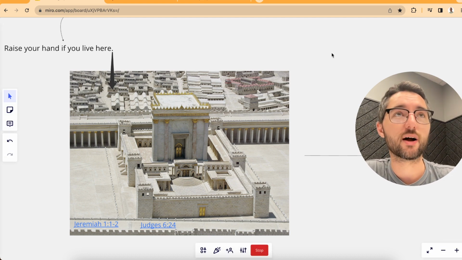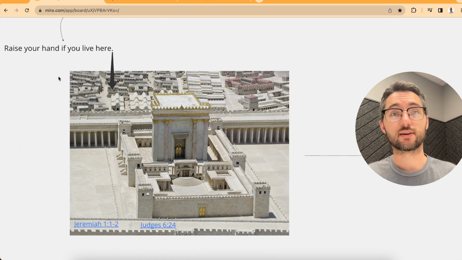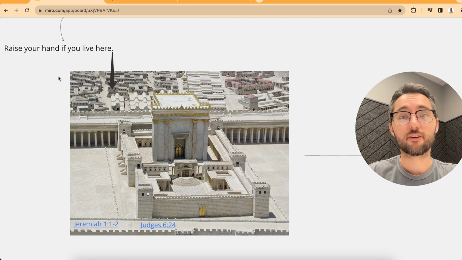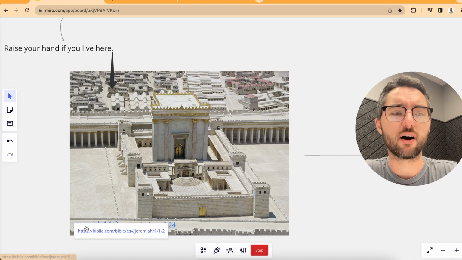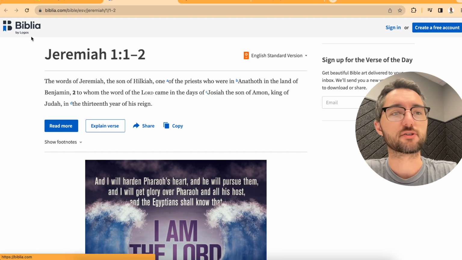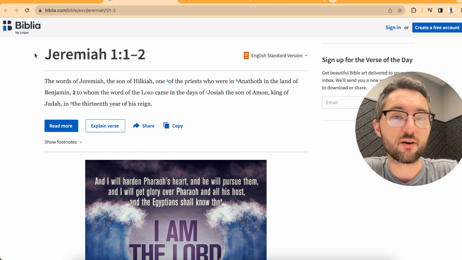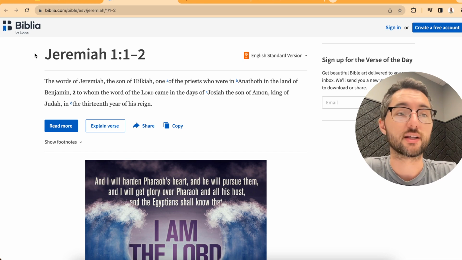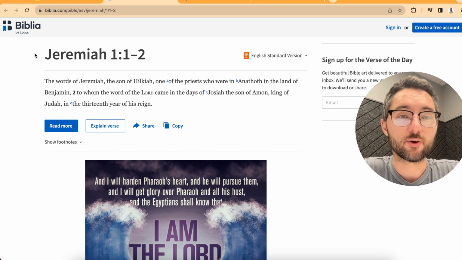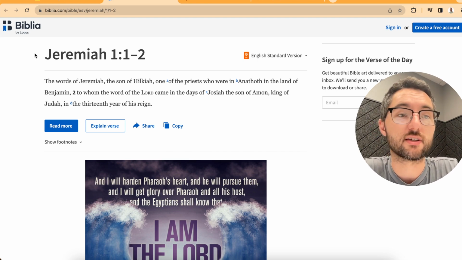And what I mean by that is that each book, almost every book, is specifically called out by an author that sets themselves in a time and a place. And they do that on purpose. So check out Jeremiah. This is the opening words of Jeremiah from this really sweet tool by Logos called Biblia. Again, this is just free online. It says, the words of Jeremiah, the son of Hilkiah, one of the priests who were in Anathoth in the land of Benjamin, to whom the word of the Lord came in the days of Josiah, the son of Ammon, king of Judah, in the 13th year of his reign.